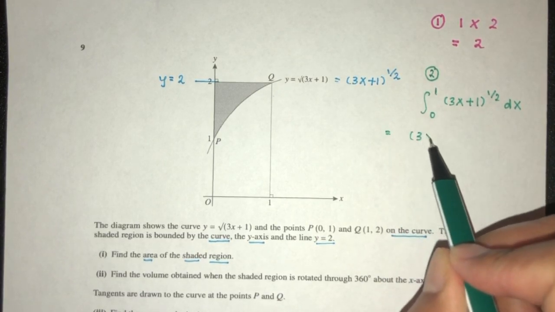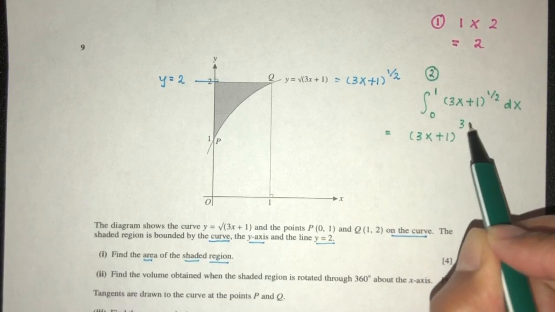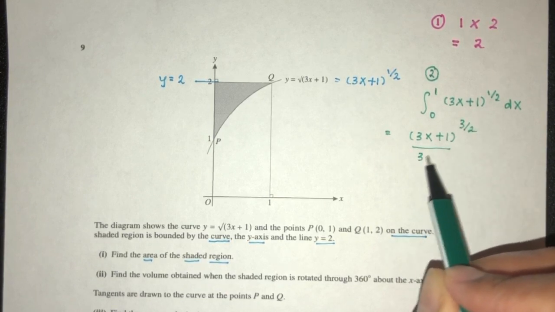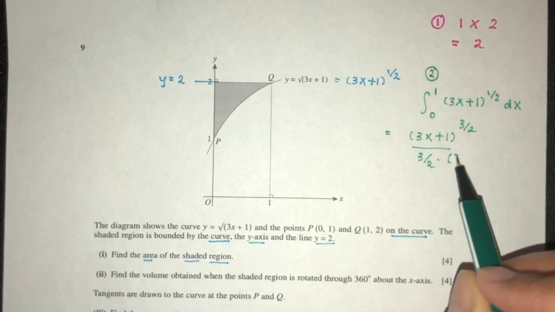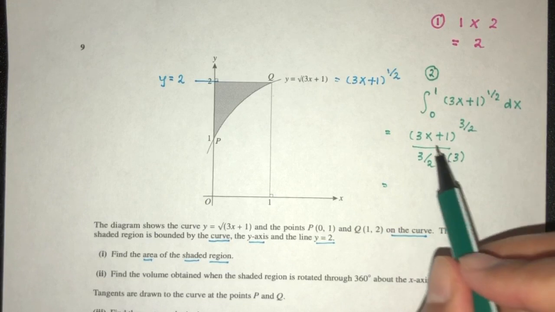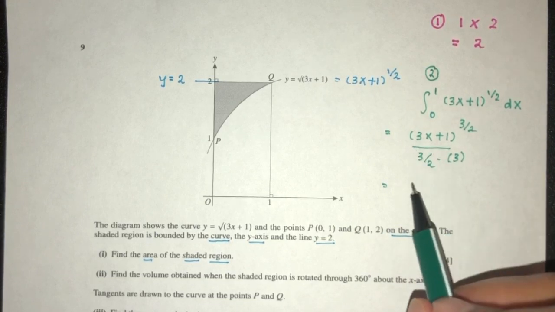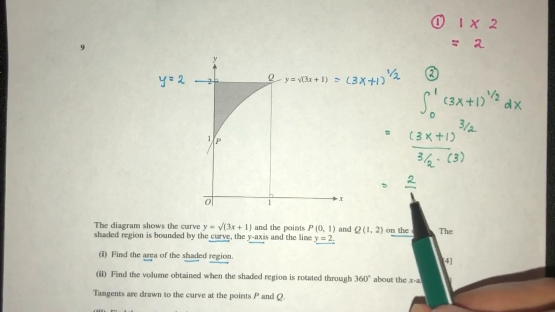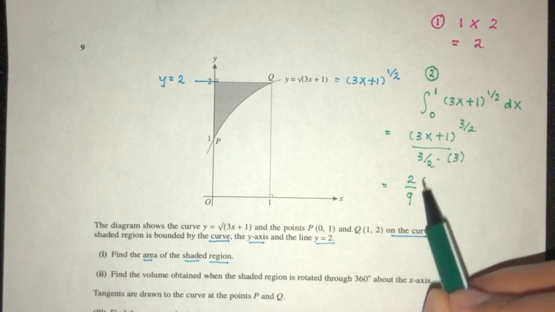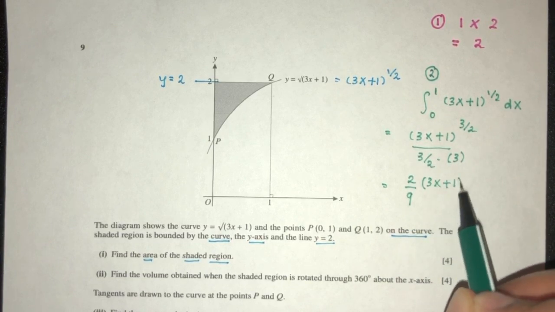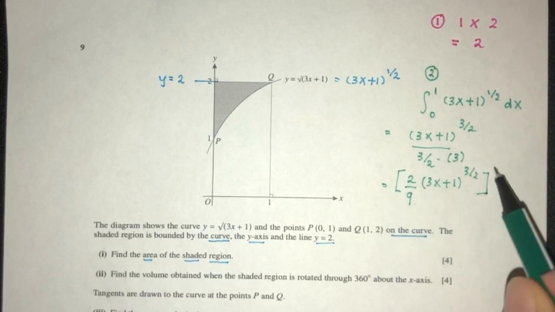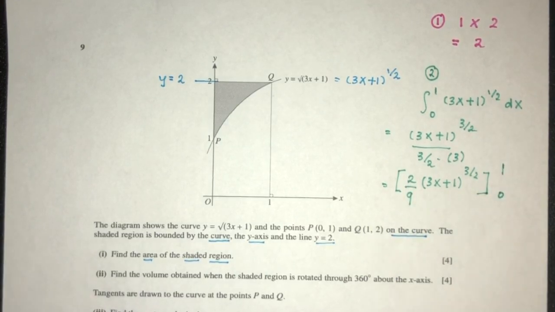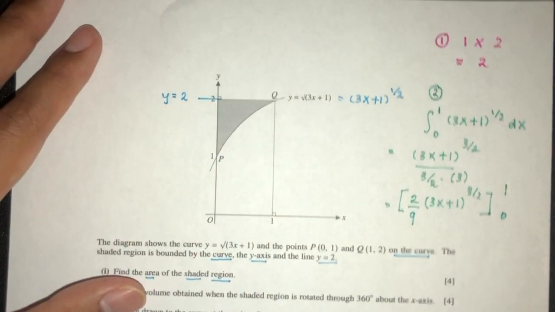So one by one, this is simple integration. You first have to increase the power by 1. That will be 3 over 2. Divide by the same power, and then divide by d by dx of the value inside, that should be 3. Simplify, you will have what? So 2 will go up, that will be 2 over 9, so 3 times 3 is 9, times (3x plus 1) power 3 over 2, between 1 and 0.